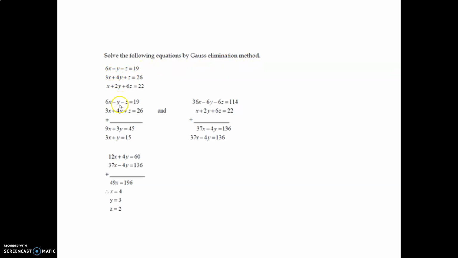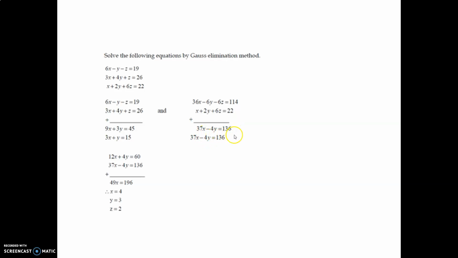Three equations are given; we solve the first and second, and the first and third, simultaneously. 6x minus y minus z equal to 19, 3x plus 4y plus z equal to 26, x plus 2y plus 6z equal to 22. This gives 9x plus 3y equal to 45, and 36x minus 6y equal to 114.